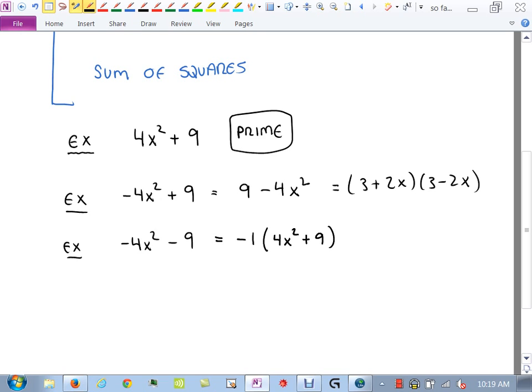So I've given you kind of like almost every case. This is the case it's prime, right? Where they're both positive and there's a plus between them. This one is tricky because there's a plus, but this is actually a difference of squares. This one, they're both negative. If they're both negative, you can really look at it as a negative 1 coming out, and now they're being added, so it's prime.